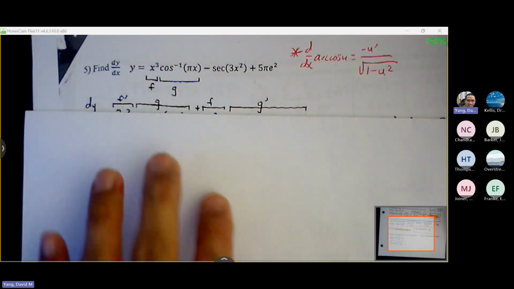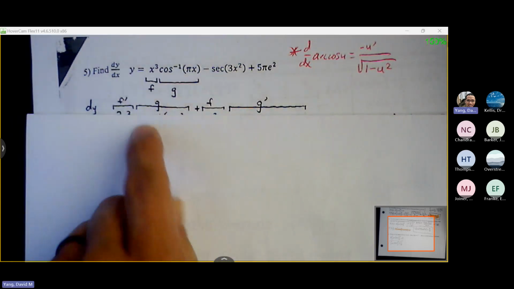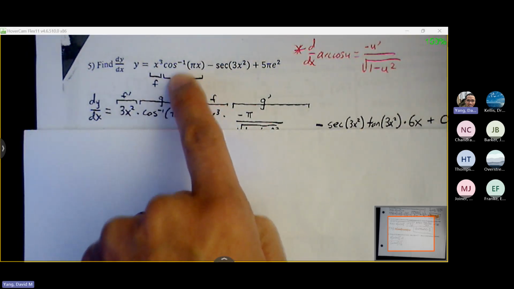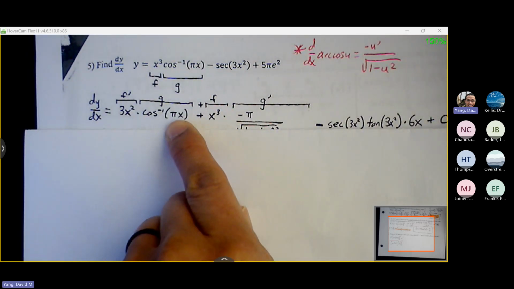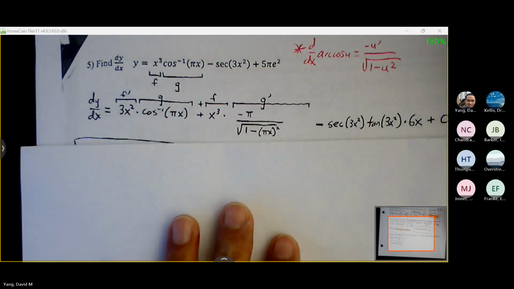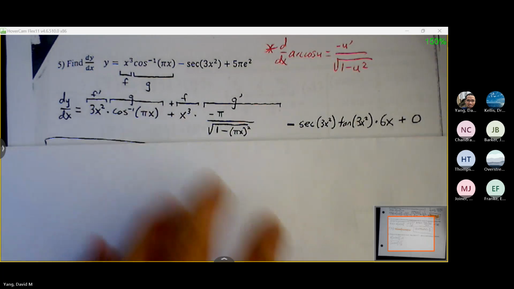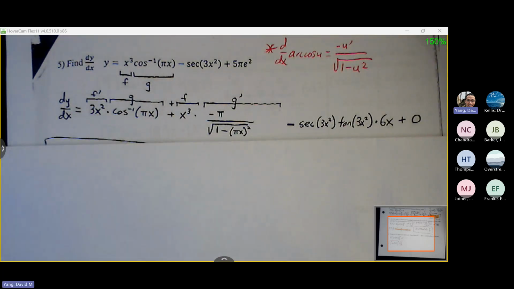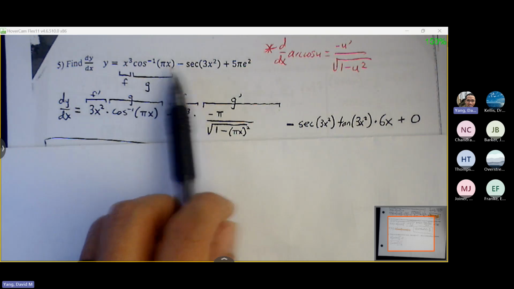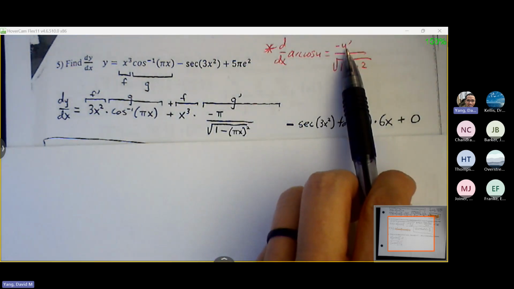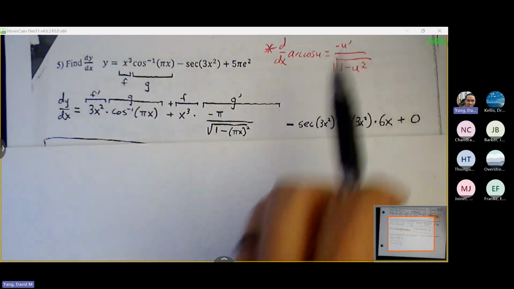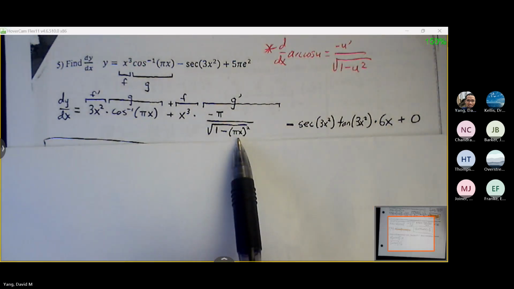Okay, f prime g plus fg prime. So f prime x cubed becomes 3x squared. G stays as inverse cosine of pi x. Back to f x cubed. And then now we got to activate our cosine's derivative. So my u value is pi x. So negative u prime would be just negative pi all over 1 minus u squared. So pi x quantity squared.